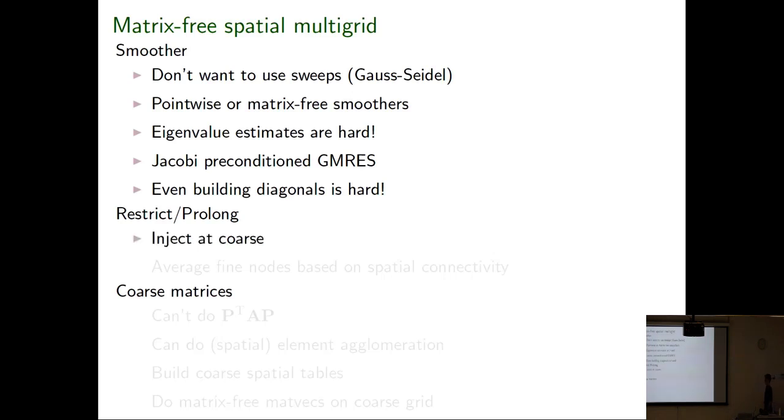So what are we going to do to restrict and prolong? Well, we'll just inject in our coarse nodes, and let's just do some averaging to start. Just average your fine nodes based on how they're connected spatially.